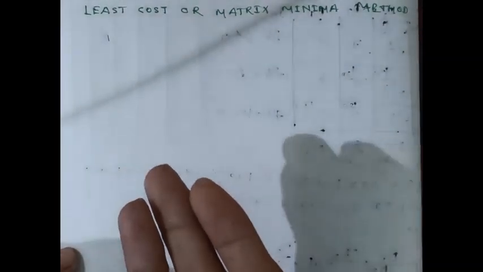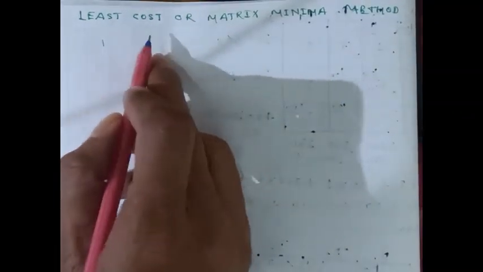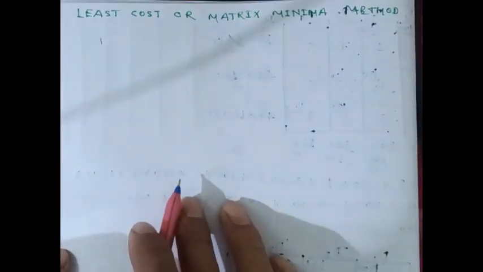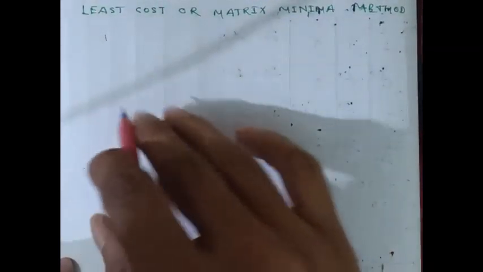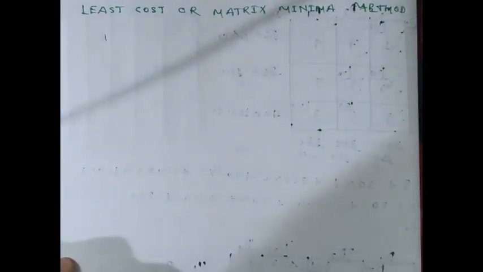I have already discussed the northwest corner rule, and the second rule is the least cost or matrix minima method. It's named least cost, which means that in the given table, you have to find the least cost. I am drawing a table, then I will discuss what the problem is and how you can find the solution. I have taken a very simple example.